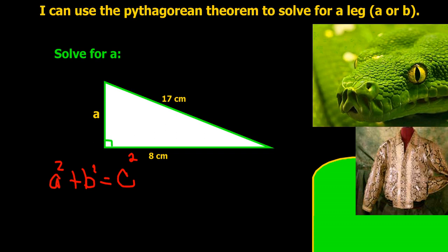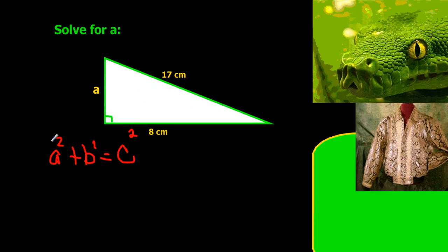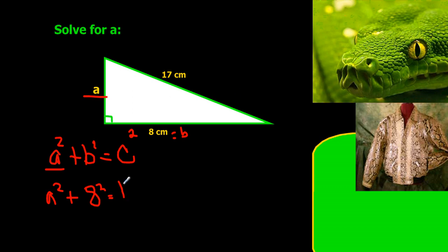Oh, Pete, I love how well you listen when we're doing our math. Here we go. Now we're going to fill in what we know. We don't know A, so we're going to leave it as A squared. And then we're going to fill in 8. This is going to be our B squared equals our hypotenuse, 17 squared. So now we're just going to solve away. We have A squared plus 8 squared is, Pete?